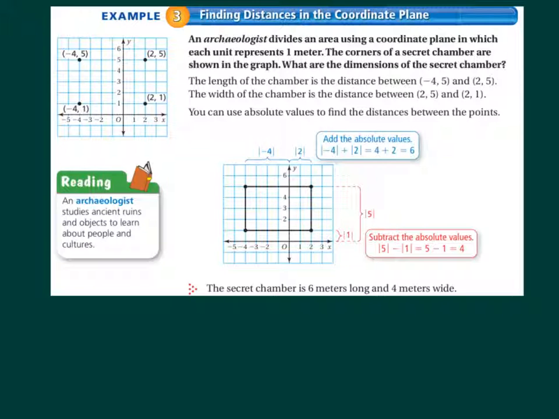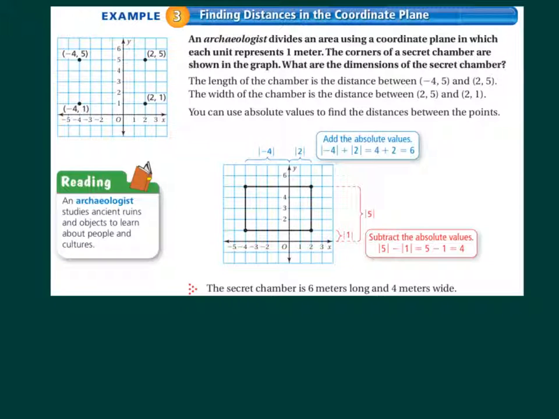Now on these, finding distances in a coordinate plane. It says an archaeologist divides an area using a coordinate plane in which each unit represents 1 meter. The corners of a secret chamber are shown in the graph. What are the dimensions of the secret chamber? So we look at this and they have the graph up on the top left of these dimensions, but now down here they actually have the picture of the box.